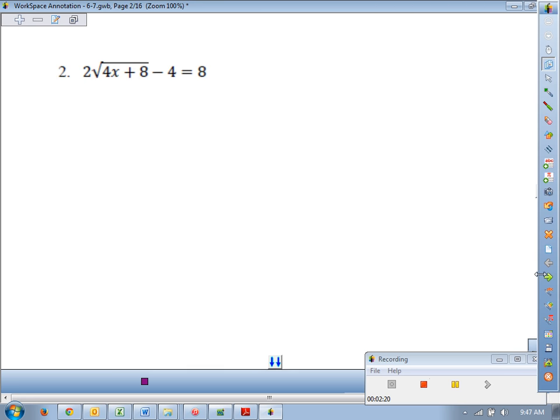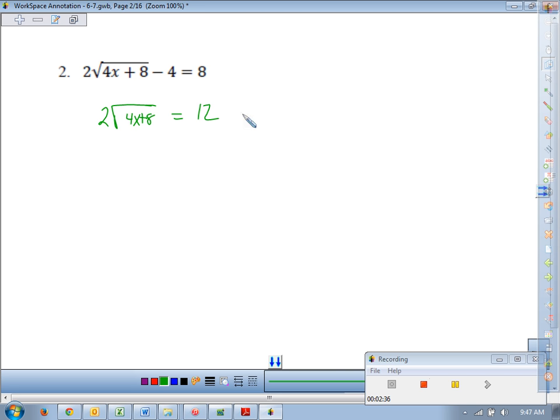Next one. Is the radical all by himself on one side of the equal symbol? Nope. What would you do first? Would you get rid of this times 2, or would you get rid of that minus 4? Get rid of the minus 4. So 2 square roots of 4x plus 8 comes down. Make sure you're keeping all that stuff underneath the radical. That'll equal big fat 12. Right? The radical's still not by himself. We got a times 2 in front of it. We can get rid of that real easy by dividing by 2.